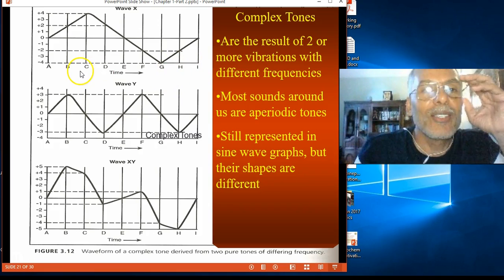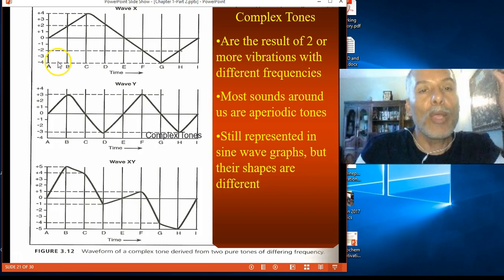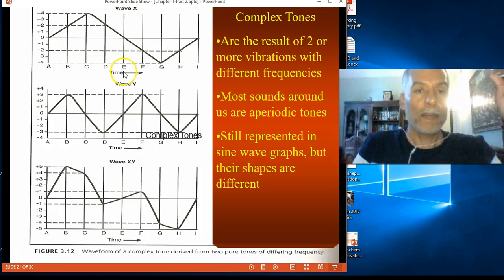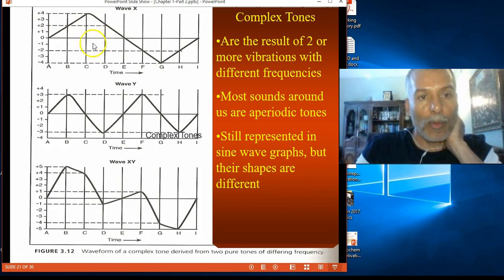So you get A, B, C, D, E, F, G, H, I. From A to I, this is the length of the complete wave. Half of the wave is from A to E. Okay. And the loudness is +4 or 4 decibel.